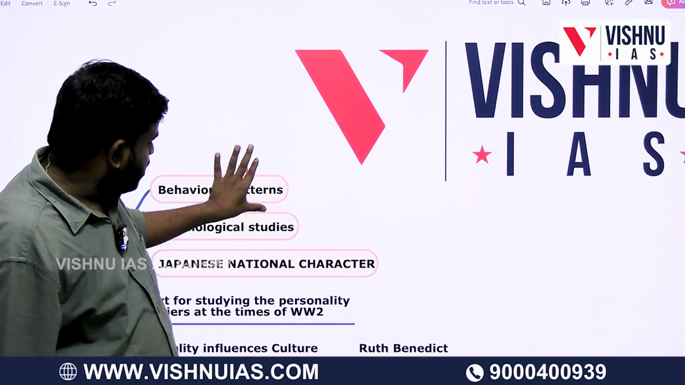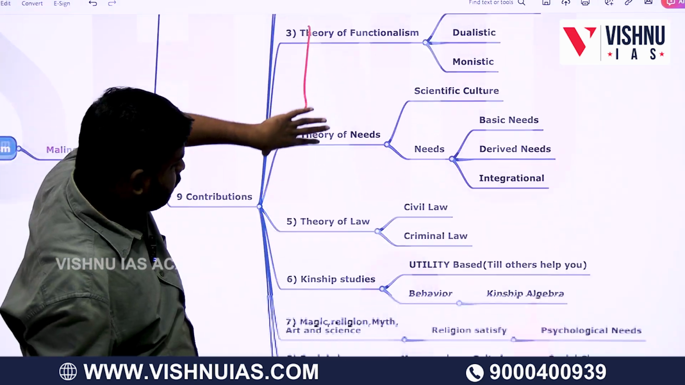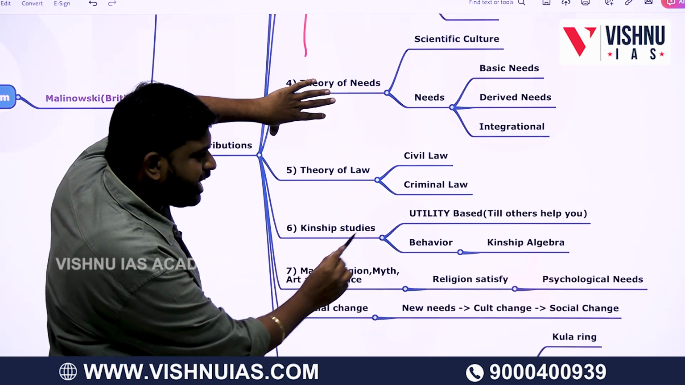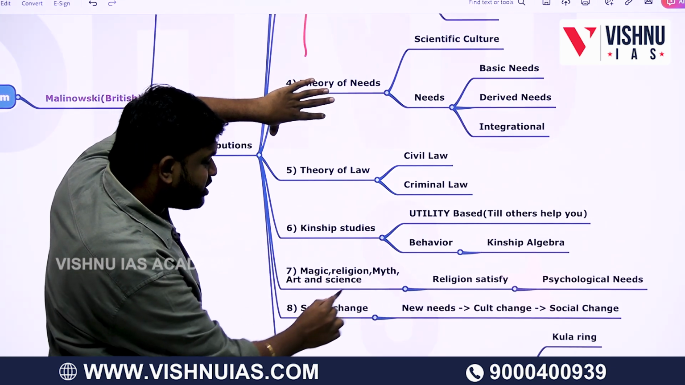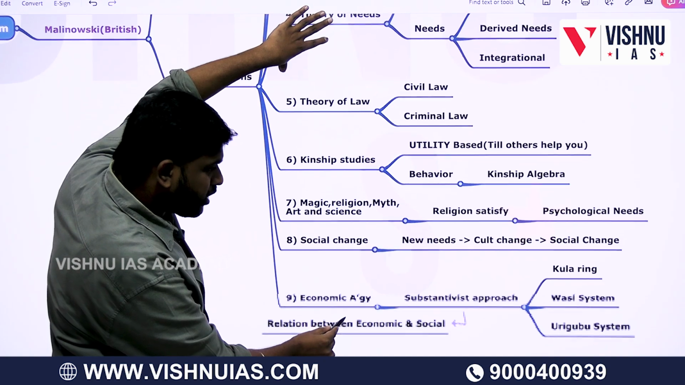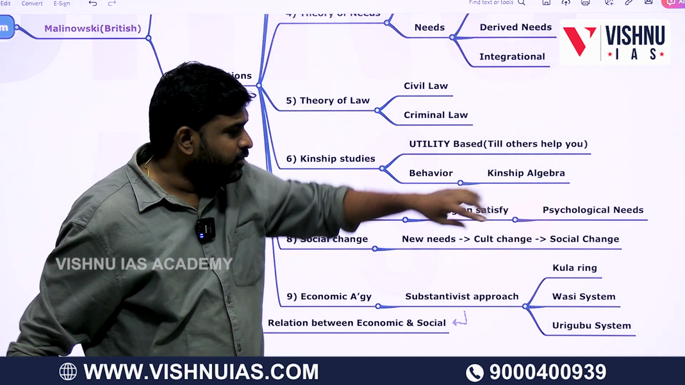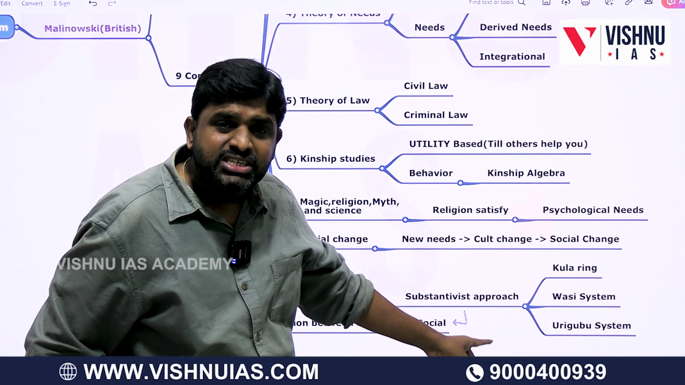Theory of needs. If you do quickly, theory of law, civil law, criminal law, kinship studies, utility based, magic, religion, myth, social change, and the most important is economic anthropology, in which he discussed the Kula ring, Vasi system, Urigubu system.